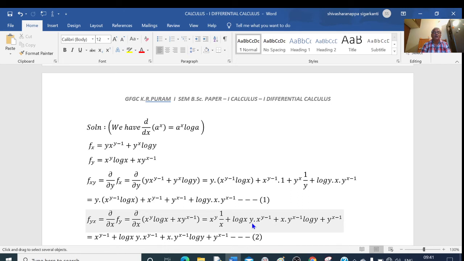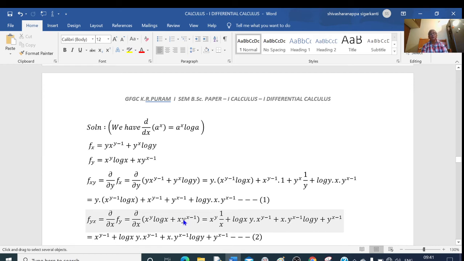So that means y is a constant quantity. This is just like x power of n. Okay, its derivative is n into x to the power of n minus 1. Therefore, this is y into x to the power of y minus 1 plus derivative of this is y plus. Coming to this term here, both the terms in this term consist of x and x here.